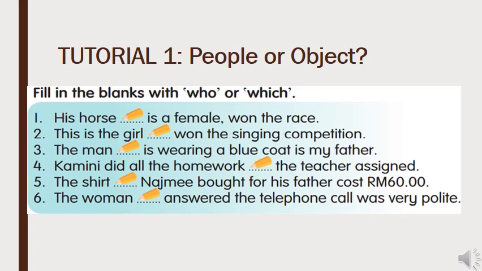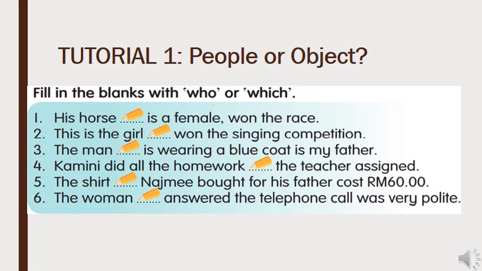For example, let's take a look at number 1. His horse, which is a female, won the race. In this sentence, the subject here is horse. So, is horse a person or an object? Of course, horse is an object. So, the relative pronoun you use here is which, which means that the answer is: his horse, which is a female, won the race.